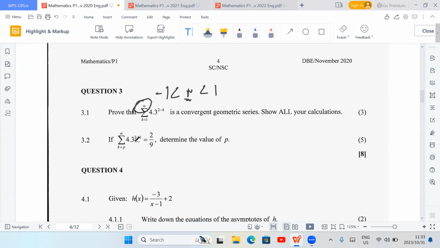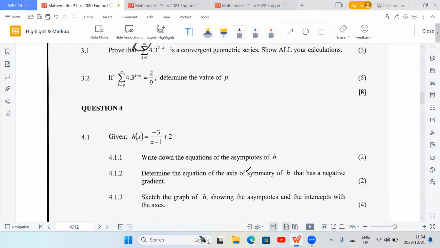Then if you can just look at those questions, these 3 marks can be quite easy to get. Also, this 5 marks, guys, if you know what you are doing and you approach it well, you can also get that 5 marks. So for this one, I can be pretty sure that you can get all these 8 marks, guys. Come on, it's only geometric series. Then we have question 4.